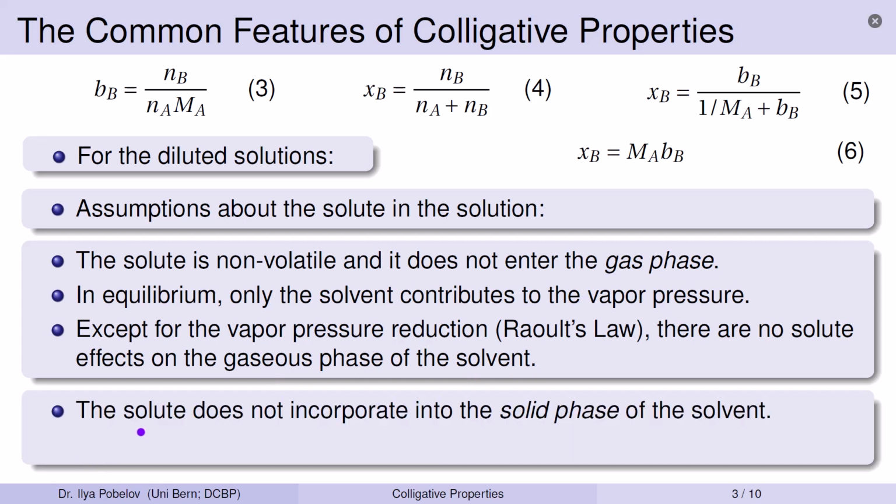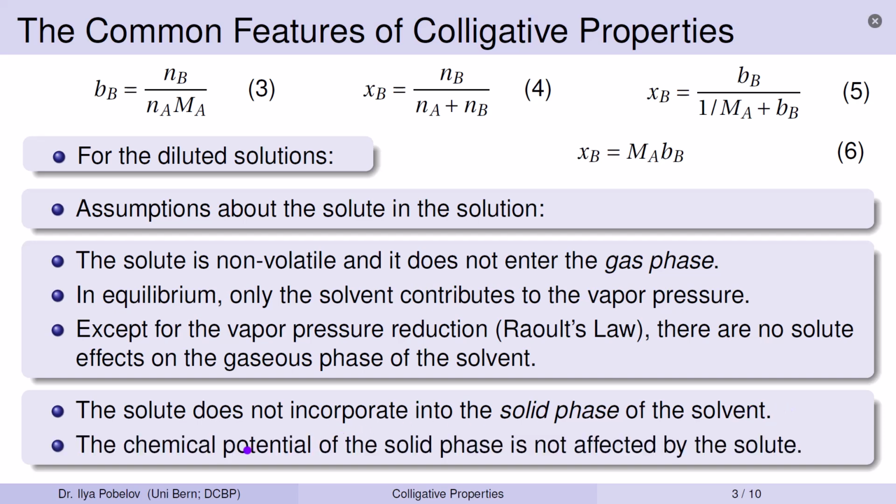We also assume that the solute does not incorporate into the solid phase of the solvent. When the solvent freezes, only pure solid solvent crystallizes out, devoid of any solute particles. This typically happens because the solute cannot fit seamlessly into the crystal lattice of the freezing solvent. Therefore, the chemical potential of the solvent's solid phase is not affected by the solute.